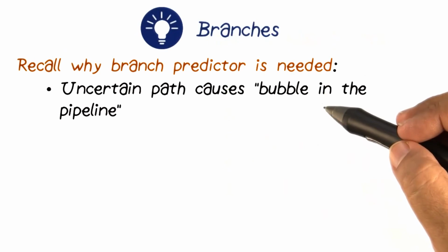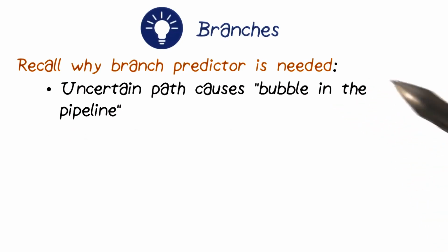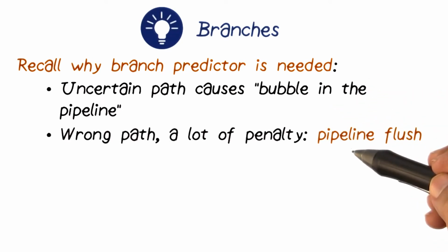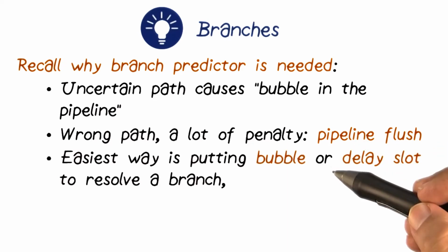So let us recap what happens in a branch, especially in the pipeline. Uncertain paths cause a bubble in the pipeline. If we take a wrong path, there's a lot of penalty because we have to flush the pipeline of the instructions that are not intended to be there. The easiest way is putting a bubble or a delay slot to resolve a particular branch, that is, wait on the resolution of the branch.